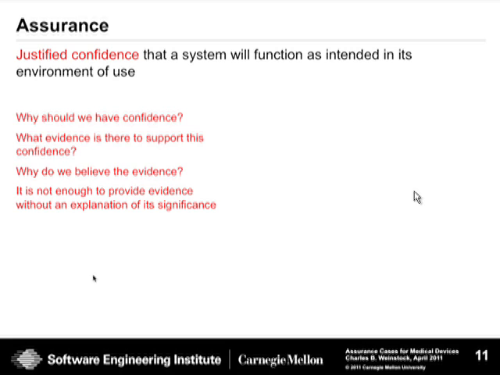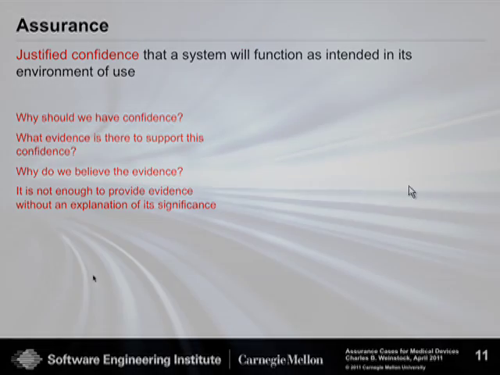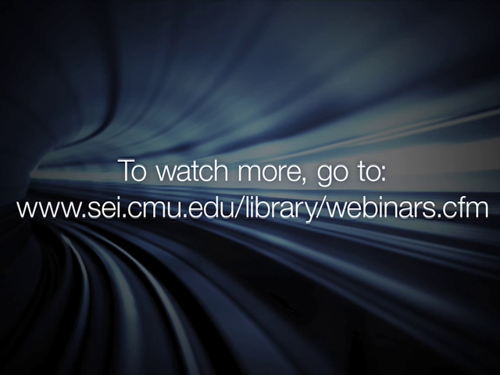The questions we ask are, why should we have confidence? What evidence is there to support this confidence? Why should we believe the evidence? And it is not enough to provide the evidence without an explanation of its significance. And that's what the assurance case is all about.